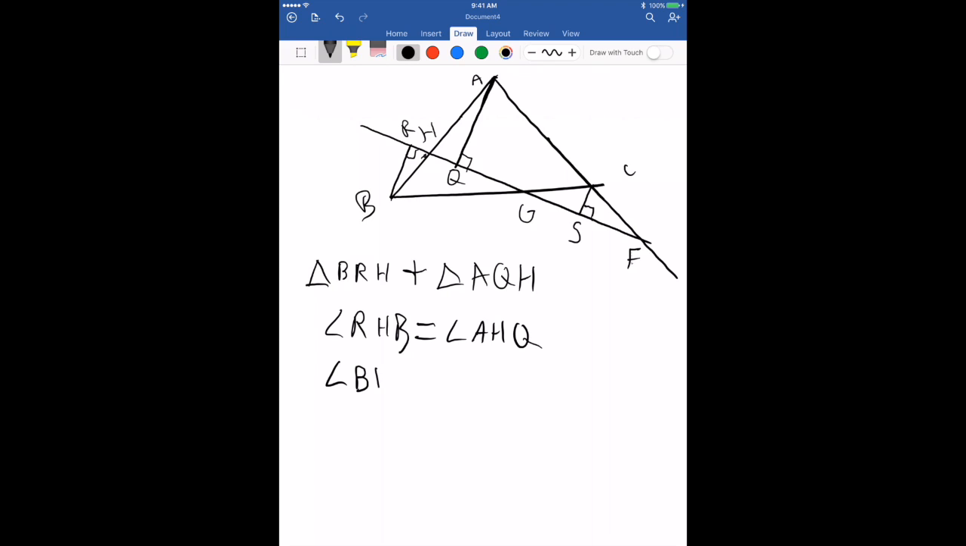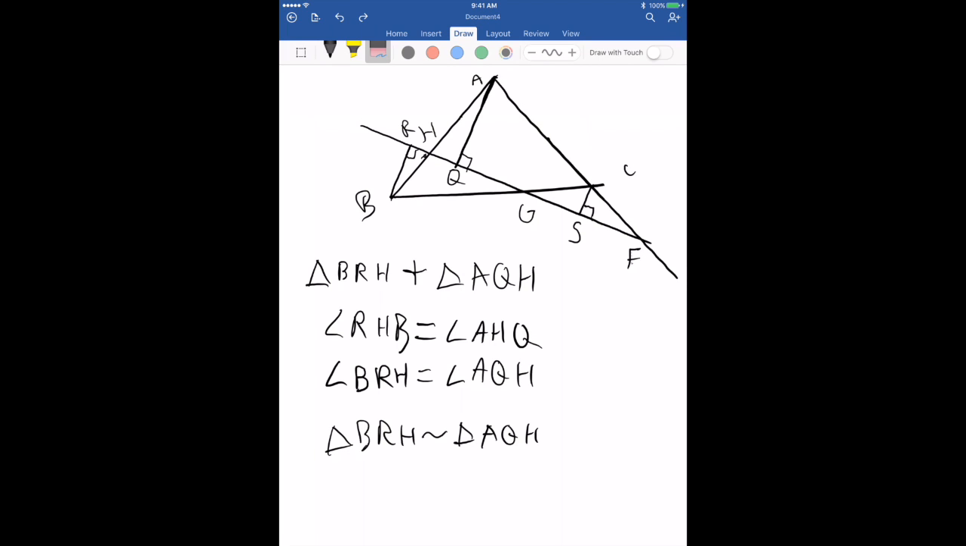Now consider angle BRH. Notice that angle BRH is 90 degrees, and angle AQH is also 90 degrees, so those are equal. That means we have two angles equal in two triangles. If two triangles have two angles in common, then they're similar. So triangle BRH is similar to, this is the symbol for similar if you recall, triangle AQH. We've shown that these two triangles are similar.